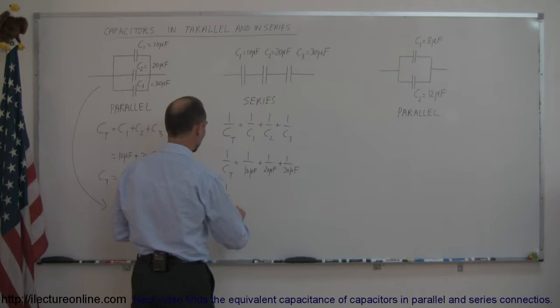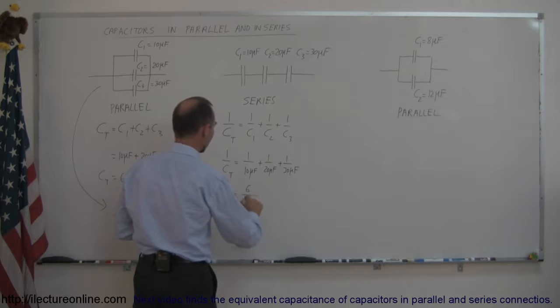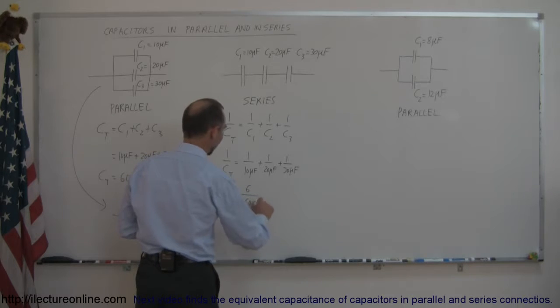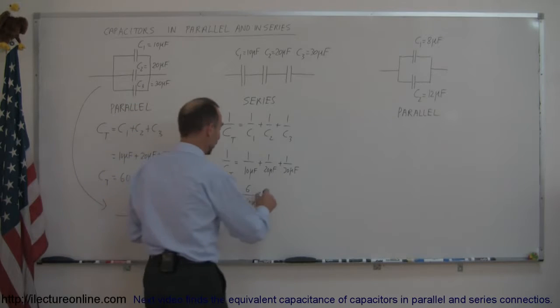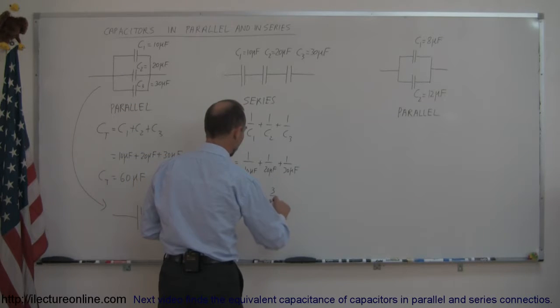So 1 over C total is equal to 6 over 60 microfarads. I simply multiply both the top and the bottom, the numerator and denominator, by 6, plus 3 over 60 microfarads.